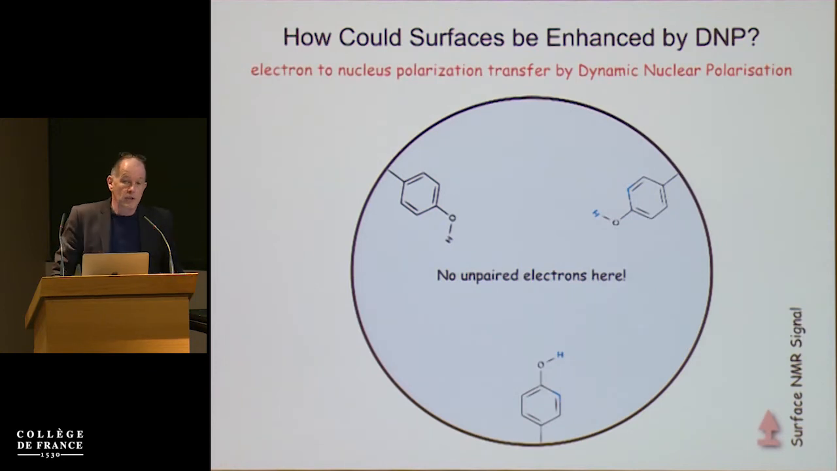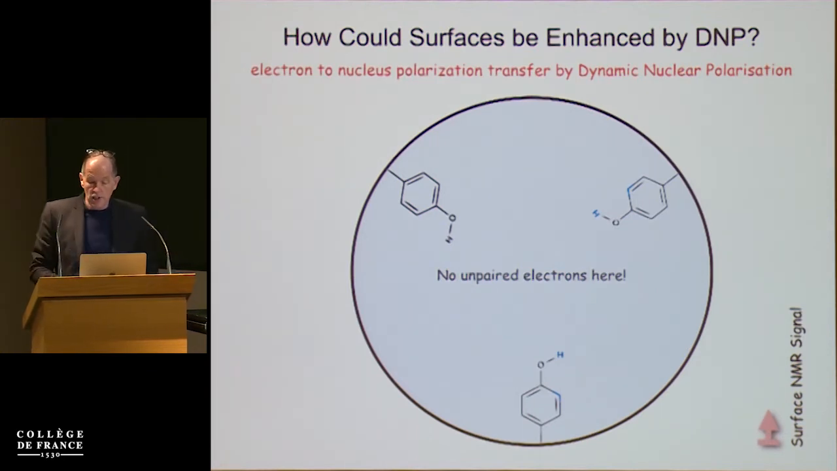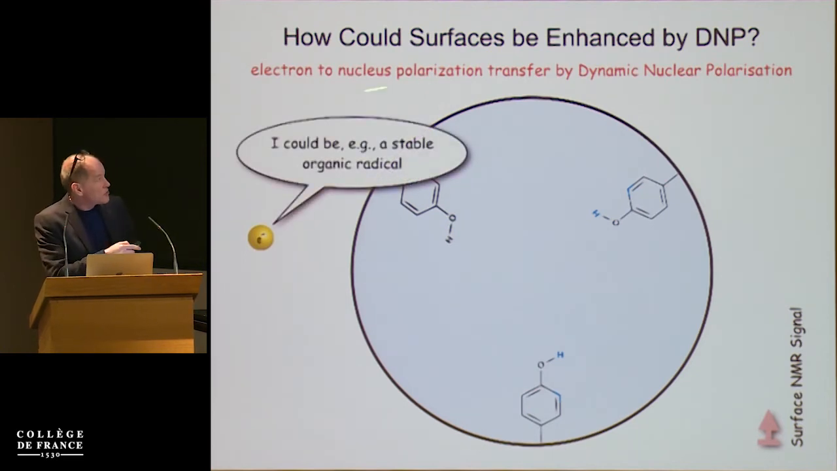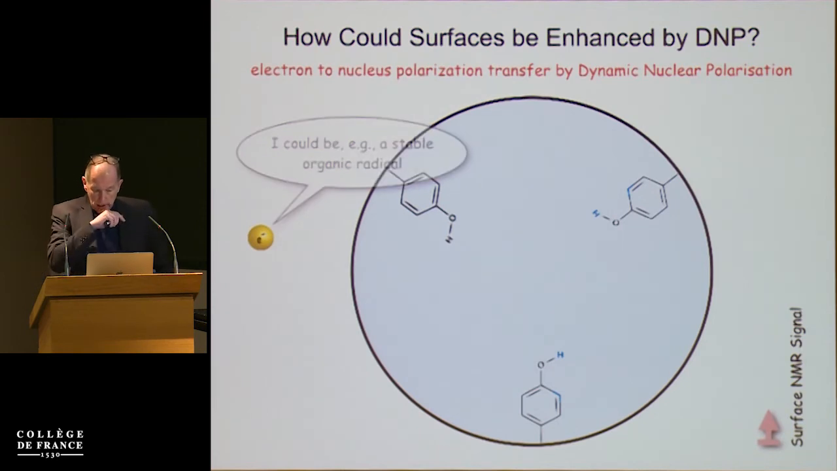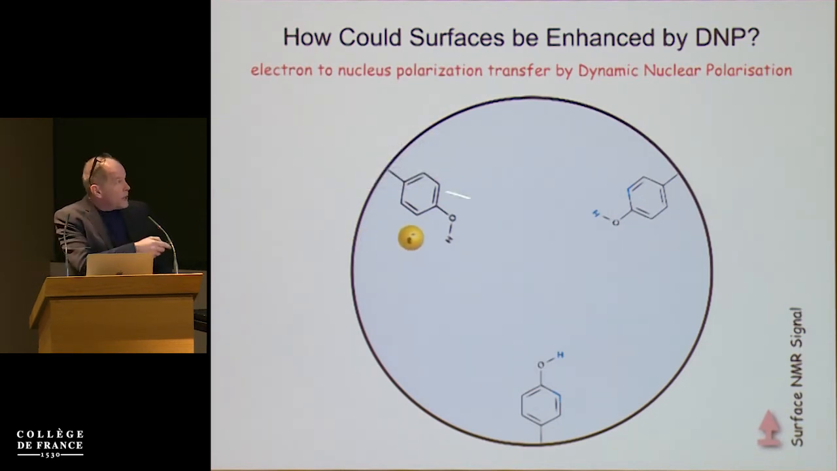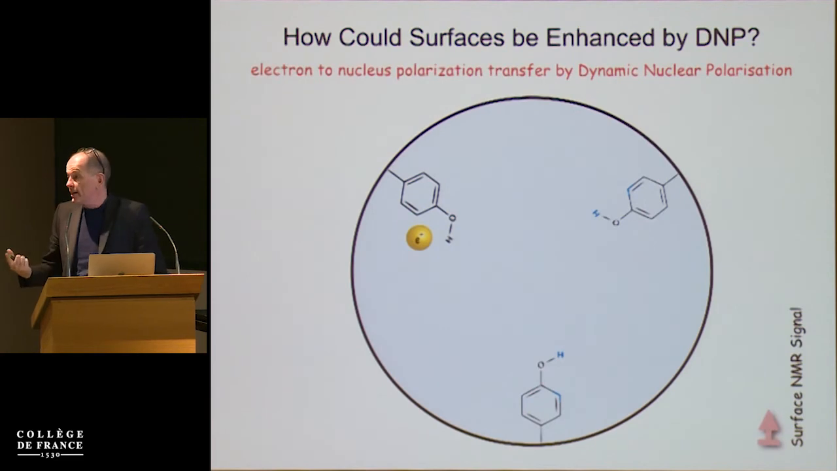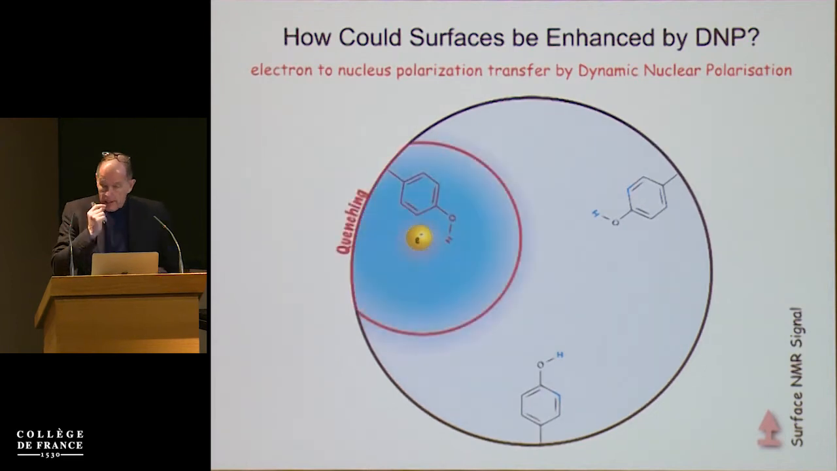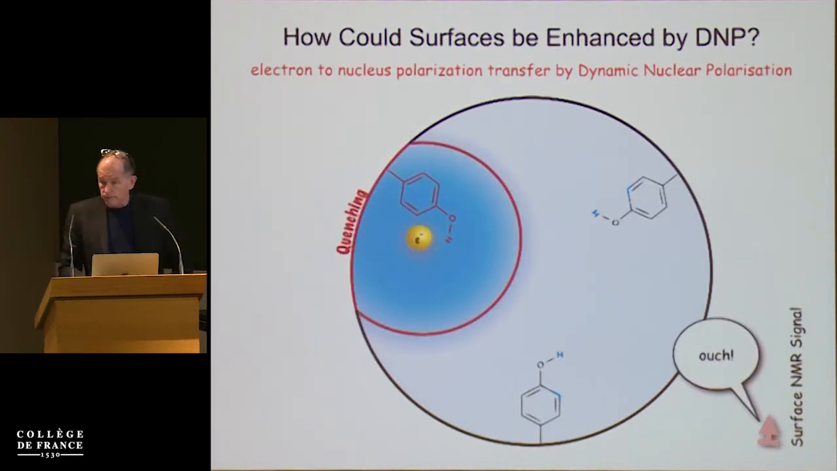So the first thing we're going to have to do is actually introduce the source of polarization, the electrons. And typically these are going to take the form of stable organic radicals, and we put a lot of effort into developing these polarization sources. You'll see that in a minute. We add that to the system. If you know anything about NMR, adding a paramagnet to an NMR system is bad. It actually removes some signal. So we're not doing very well so far.